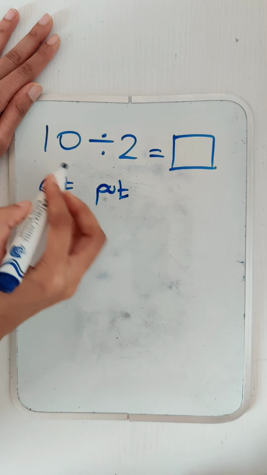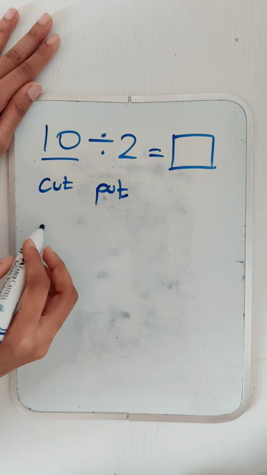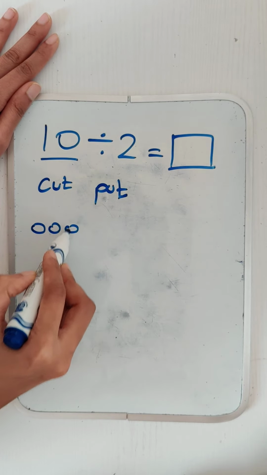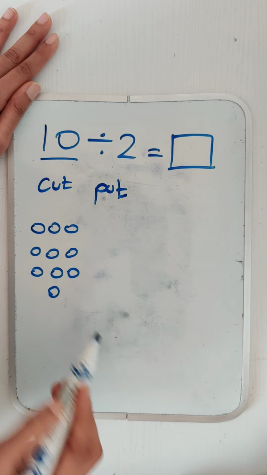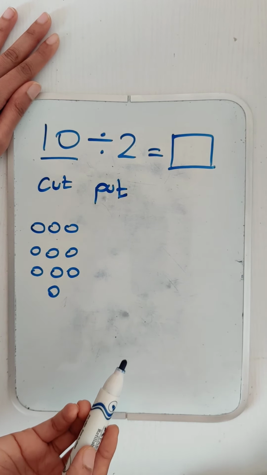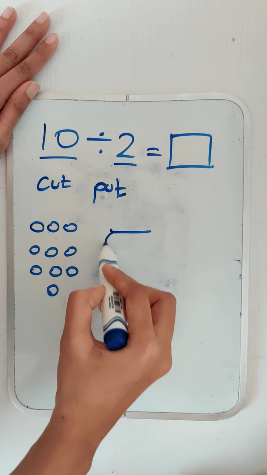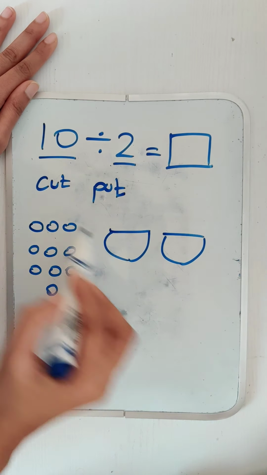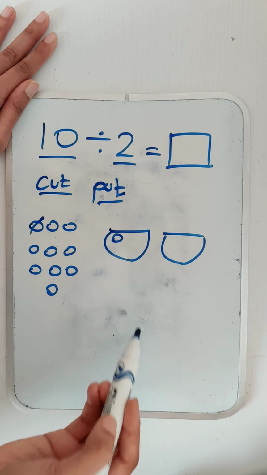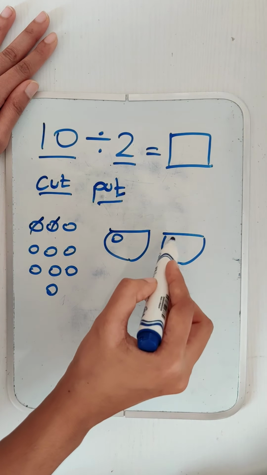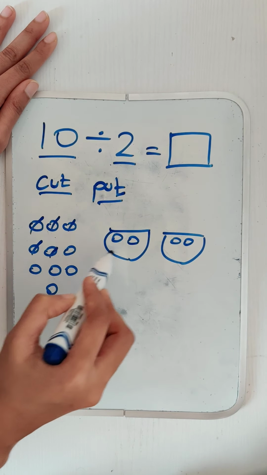Okay, so we are going to look at the bigger number, which is the dividend, and we are going to draw that many circles. So 1 2 3 4 5 6 7 8 9 and 10. So I've drawn 10 circles over here, and my divisor tells me how many baskets to draw. So I'm going to draw 2 baskets. Okay, and now as the name suggests, cut and put, I'm actually going to cut one circle and put it into one basket, then again cut one circle, put into one basket, and I'm going to continue this till I have done all my circles.